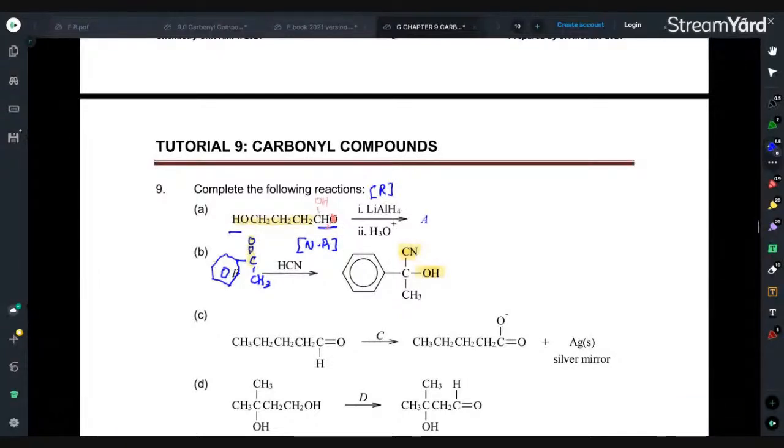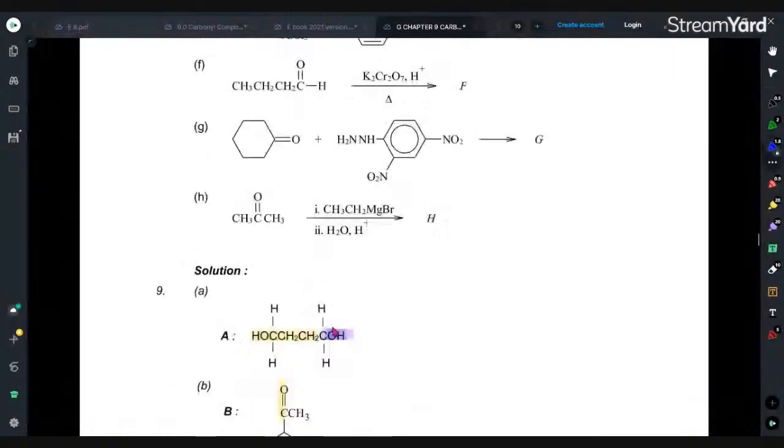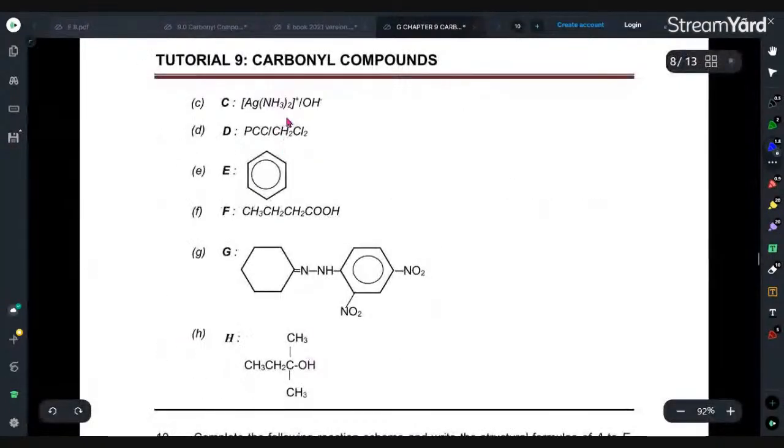Yang ini ada silver mirror. Jadi tolerant lah. Okay, O negatif sahaja. Maksudnya dia mesti dalam rautan OH negatif. Okay, silver mirror. How to write out the silver mirror reagent? Ini agak susah. NH3 kurungan 2. Nak tengok. NH3 kurungan 2.